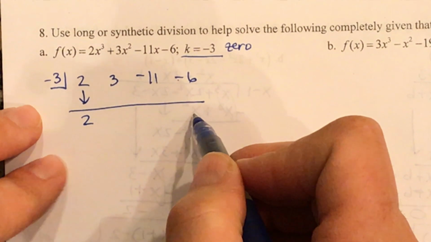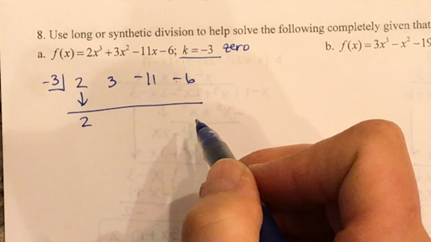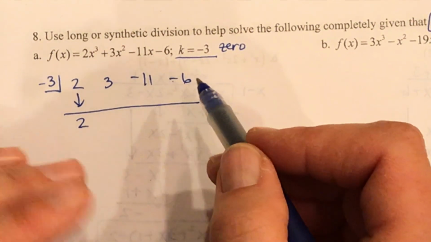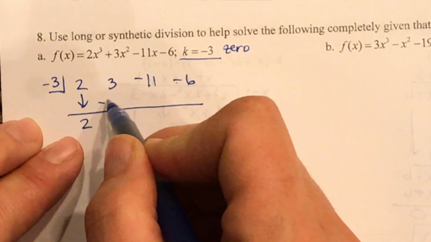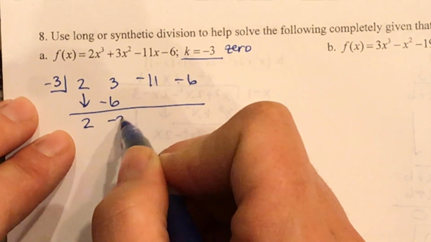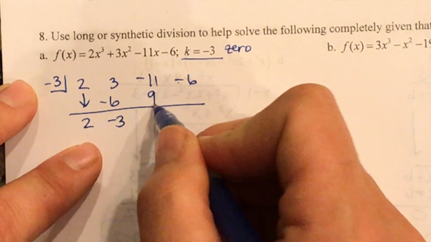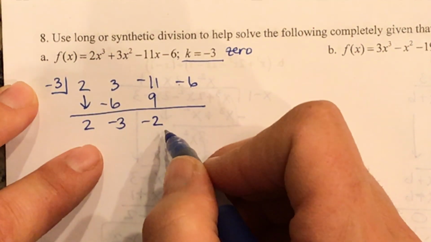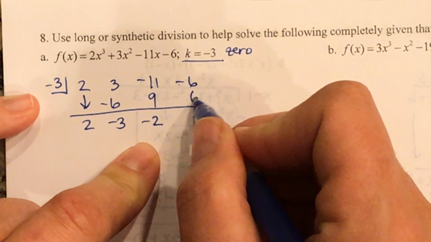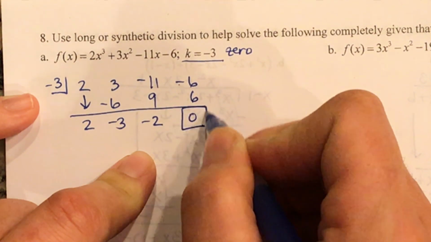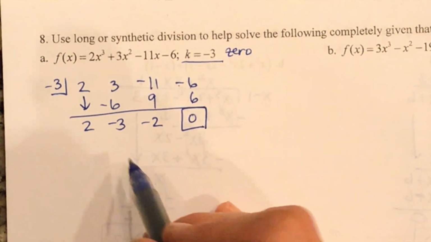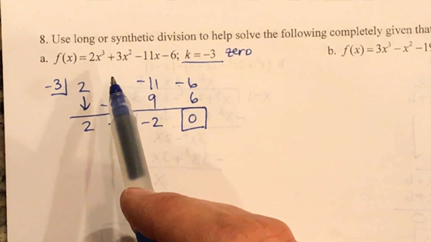Bring down that 2. I'm expecting to get a 0 over here. If not, I've done something wrong, because the problem's wrong. So that's what I'm expecting. So I get a -6, gives me a -3. That gives me a +9, which is a -2 when I add. Multiply, that gives me a +6. That gives me a 0 when I add. Box up that remainder because it helps you see what you've got.